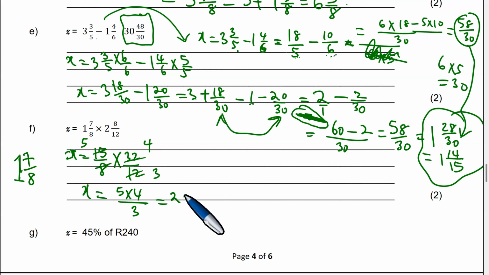What is 5 by 4? 20. Okay, what is 20 over 3? 3 goes how many times into 20? It goes 6 times, because 18, remainder 2 out of 3.